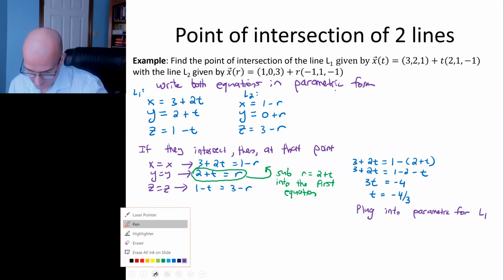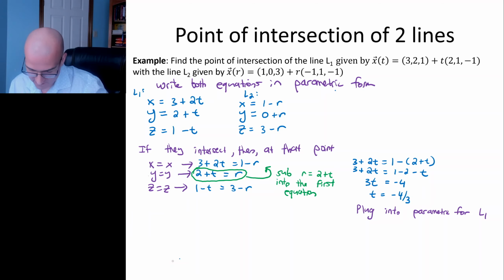So when we do that, we have x is equal to 3 plus 2 times t, which is 3 plus 2 times negative 4/3.